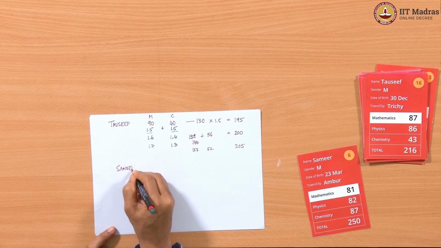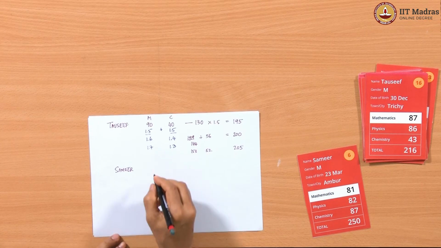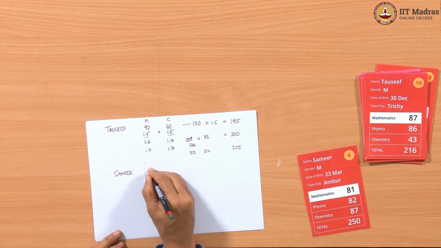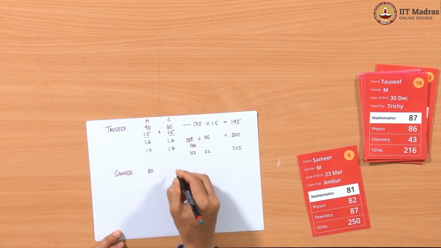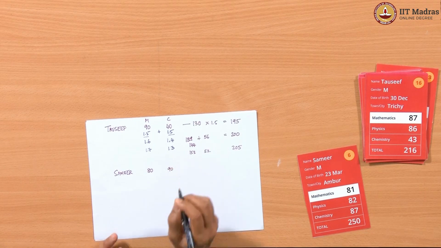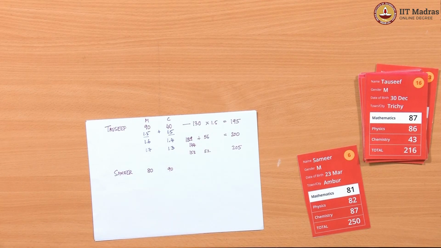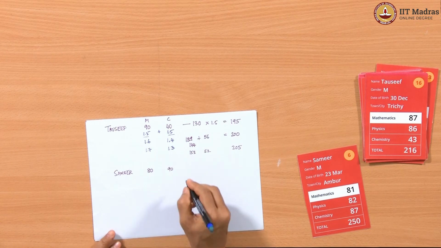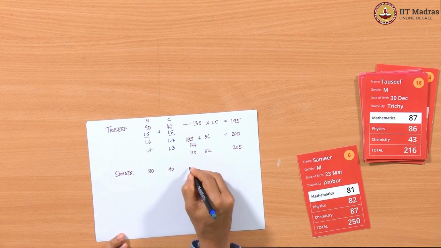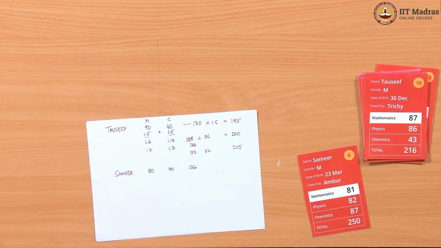The algorithm is 1.7 times maths plus 1.3 times chemistry. First we have to round off. So we take his maths as 80 and chemistry as 90. So it takes 1.7 times that. So that is 80 and then 56, right? So 136. And 1.3 times that is 90 plus 27, 117.